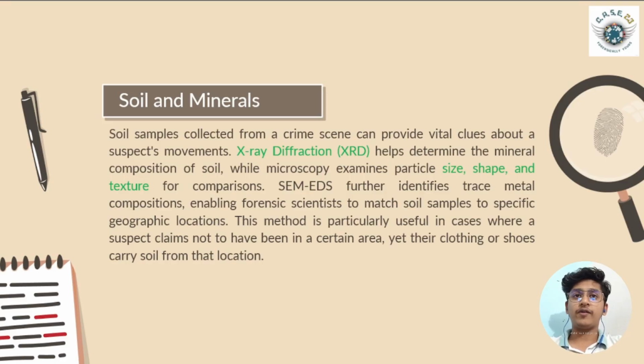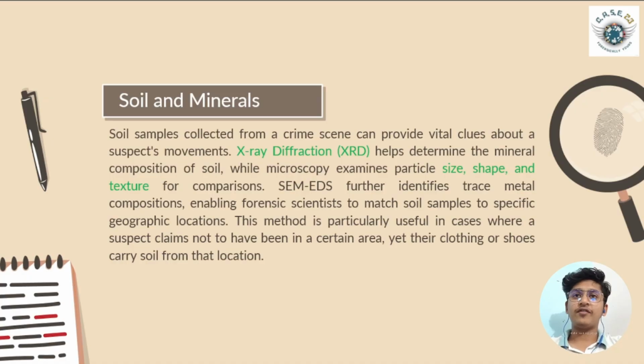A tiny speck of soil on a suspect's shoe can place them at a crime scene, even if they deny ever being there. So how is soil analyzed? Microscopic analysis. Soil samples are examined under a microscope to check for grains, minerals, and tiny organic materials that make each sample unique. Chemical composition testing.